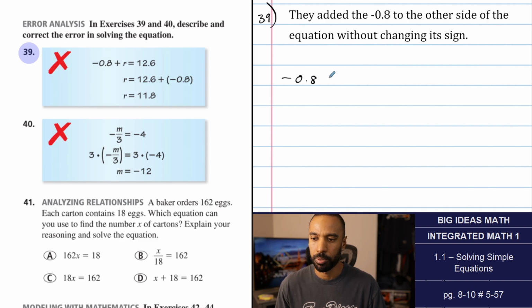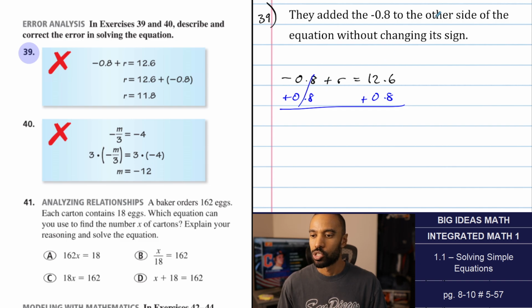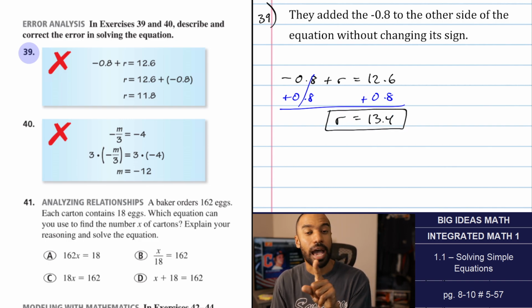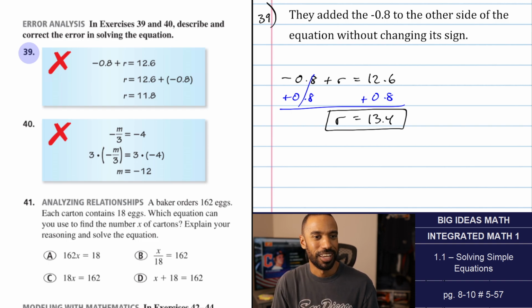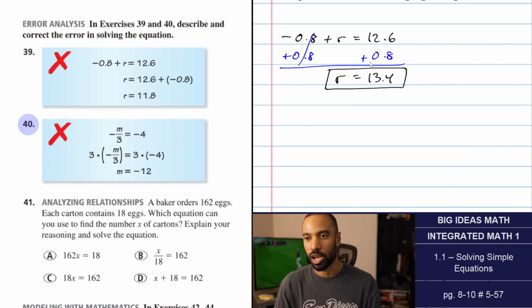So negative 0.8 plus r, looks like I have to start from the beginning, equals 12.6. Automatically, I'm just going to say you add 0.8. Now, they wrote it over here. It doesn't matter where they put it, but they should be adding it, not adding the negative, but just adding the positive, right? So this is r equals whatever this adds to. So this is 13.4. It becomes bigger, not smaller. And I'm not going to double check. I think that was their problem. They didn't double check, right? But then, of course, when they find out they're wrong from that, we have to identify their mistake, and there it is.